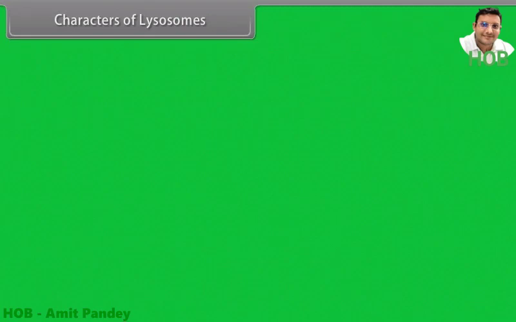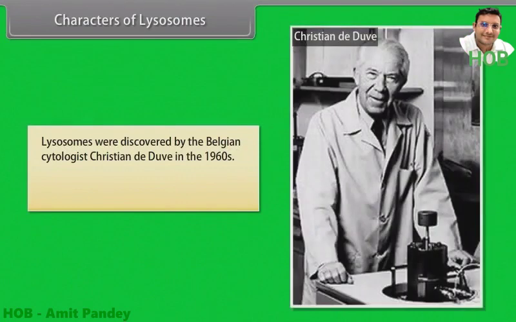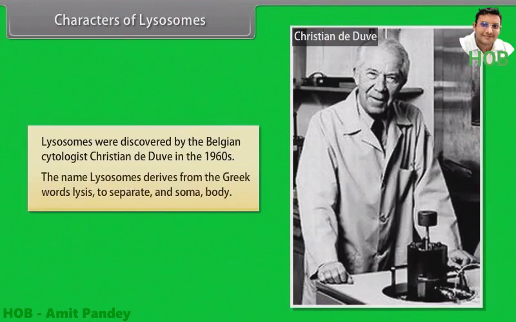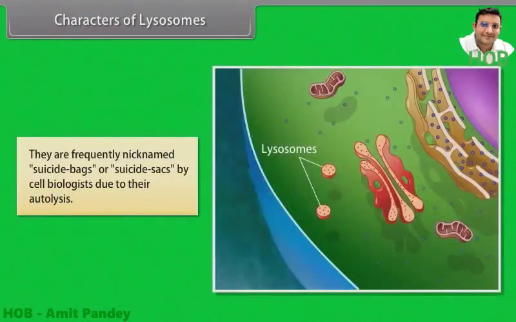Characters of lysosomes. Lysosomes were discovered by the Belgian cytologist Christian de Duve in the 1960s. The name lysosomes derives from the Greek words lysis, to separate, and soma, body. They are frequently nicknamed suicide bags or suicide sacs by cell biologists due to their autolysis.